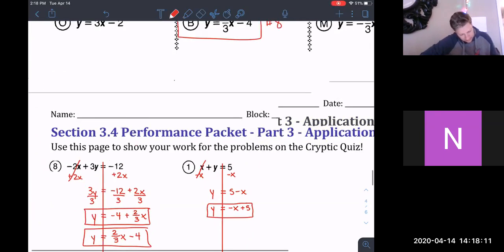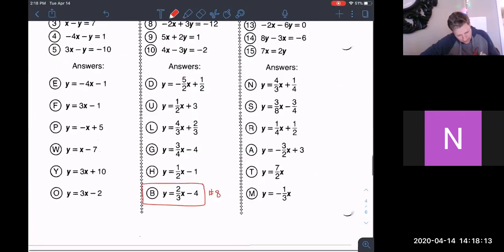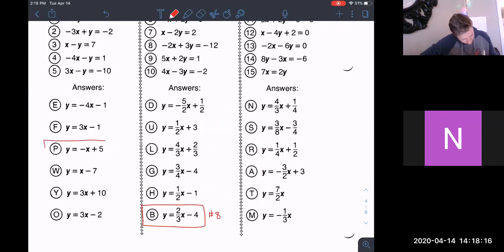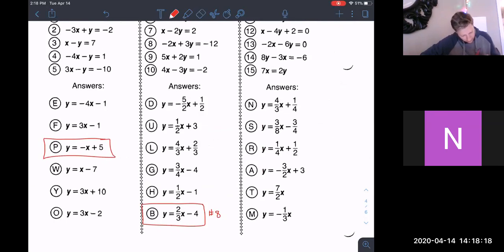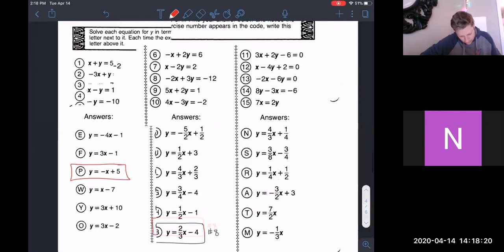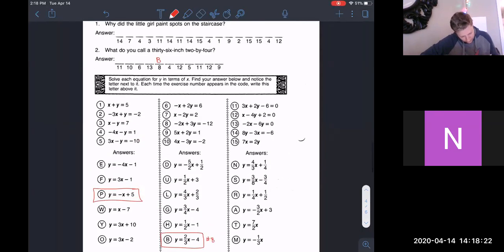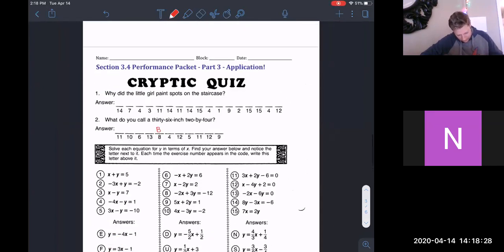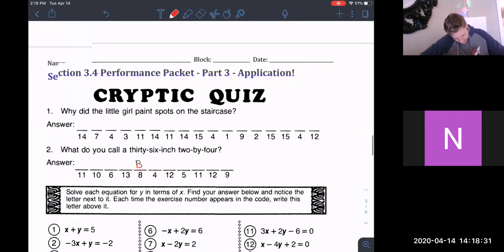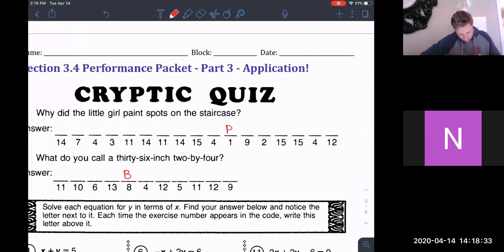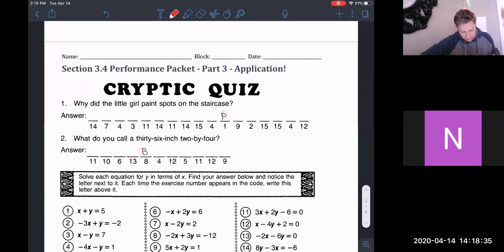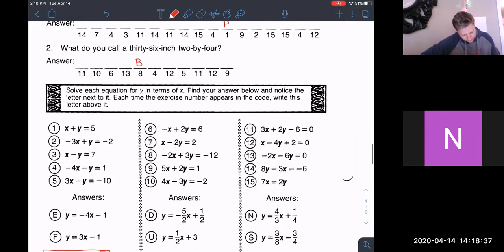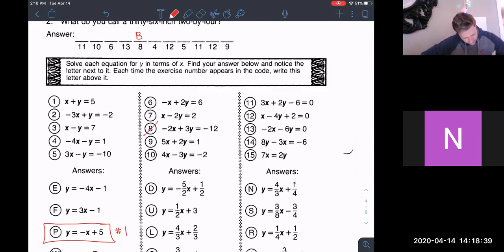So we look through our answers here in column 1, and there it is, negative x plus 5. That means for all blanks that have a 1, we're going to put a P on those blanks. I only see one blank that has a 1 underneath it, so we're going to put a P there. So we did 8 and 1, and we can cross those out.